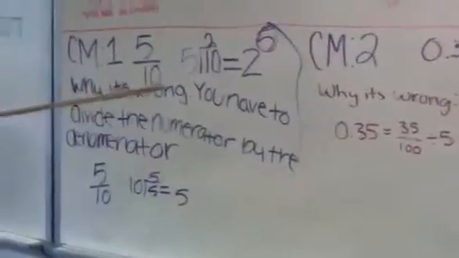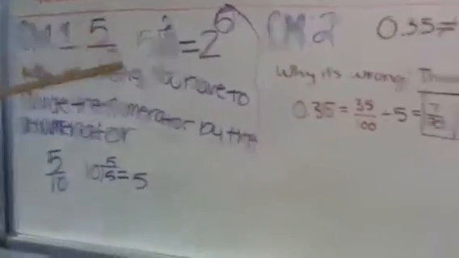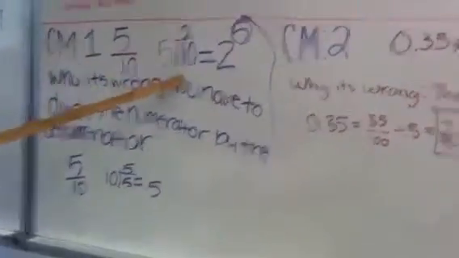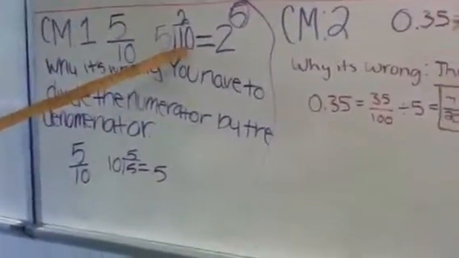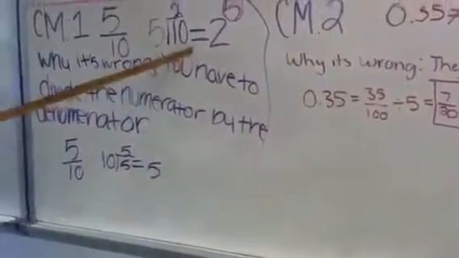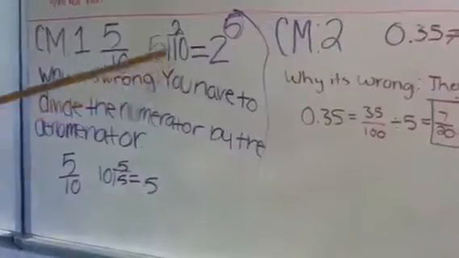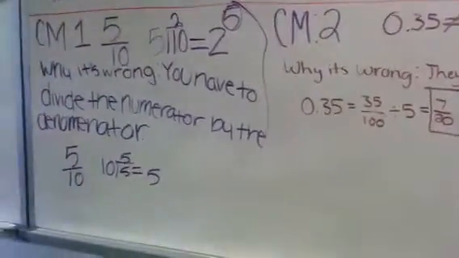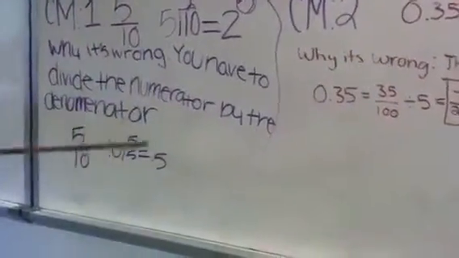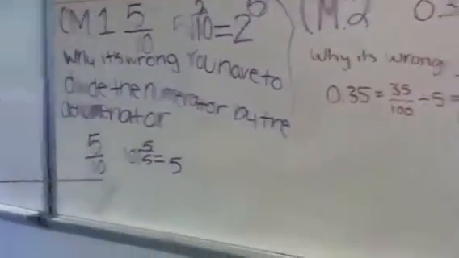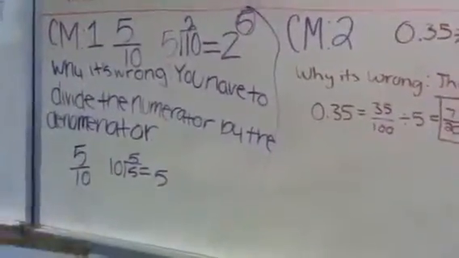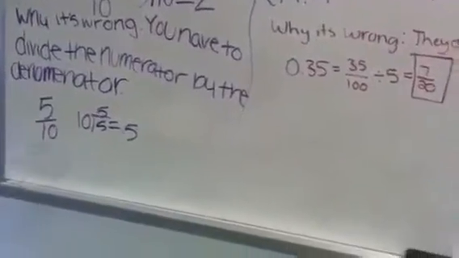Also, some common mistakes students make are that when converting a fraction into a decimal, they divide the denominator by the numerator. An example here is 5/10. Here they divided 10 by 5, which equals 2. This is incorrect. It is wrong because you have to divide the numerator by the denominator. So the correct way would be to divide 5 by 10, and that would equal 0.5.